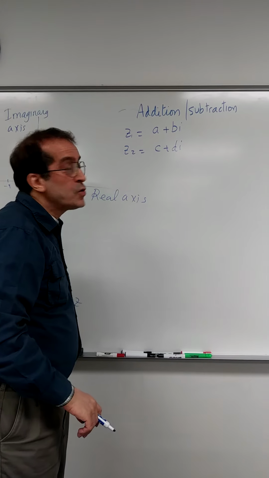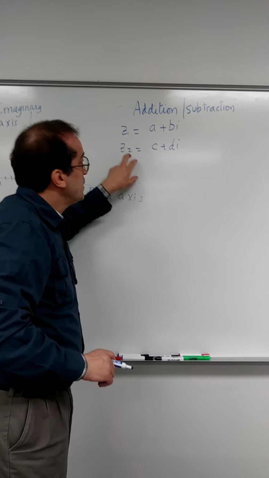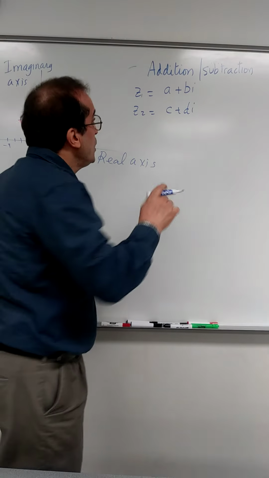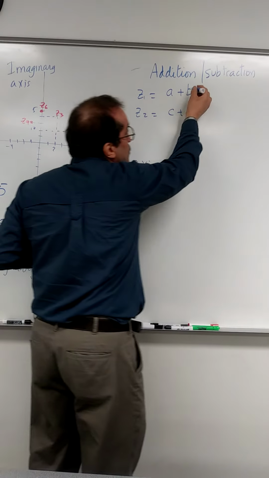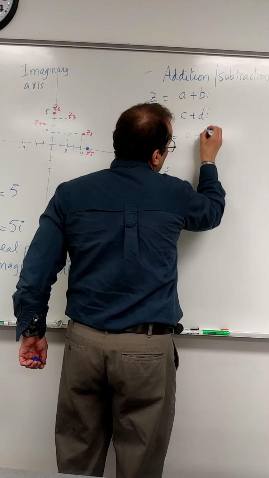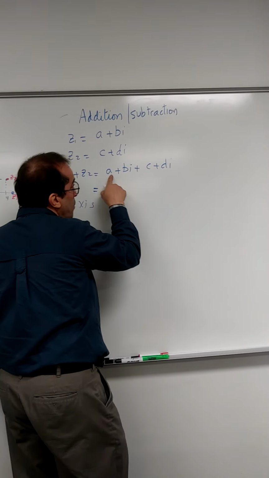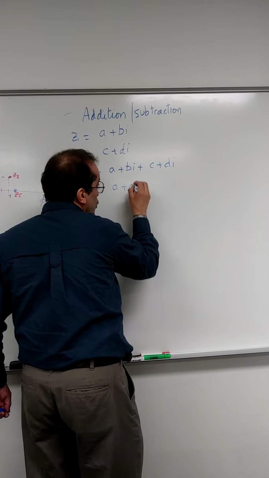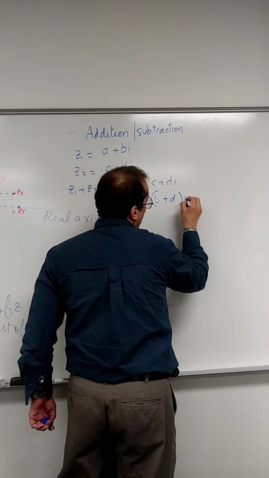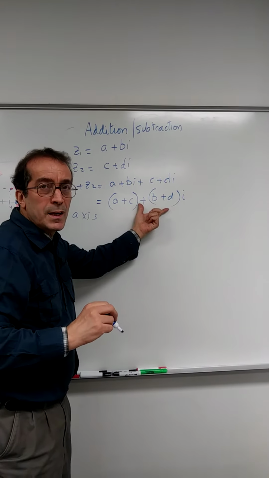For addition and subtraction of complex numbers, let's take two complex numbers, z1 and z2. z1 is a plus bi, z2 is c plus di. When you add them, you cannot mix the real and imaginary parts. You add the real parts together, the imaginary parts together. So z1 plus z2 would be a plus bi plus c plus di. And you combine a and c, so this would be (a plus c) plus (b plus d)i. So the real part of the sum is a plus c. The imaginary part of the sum is b plus d.